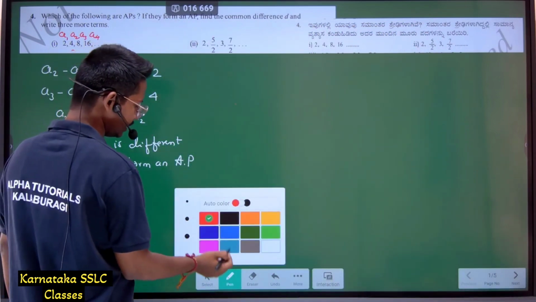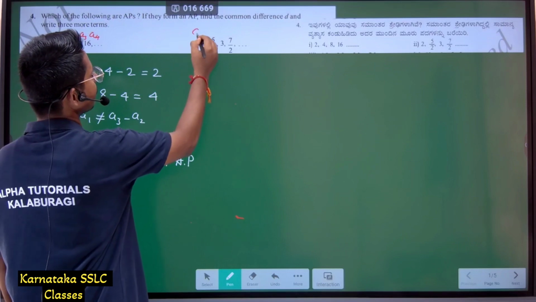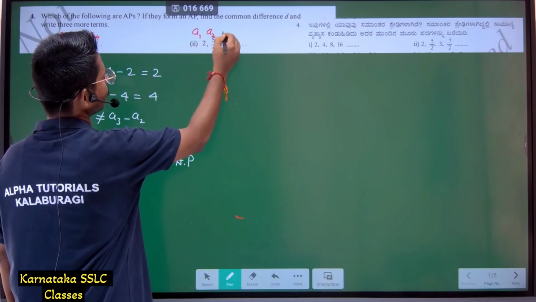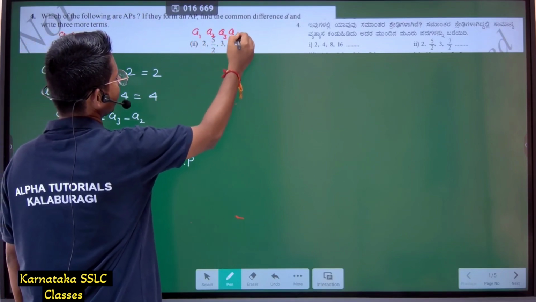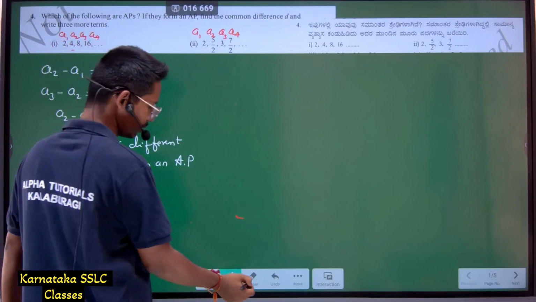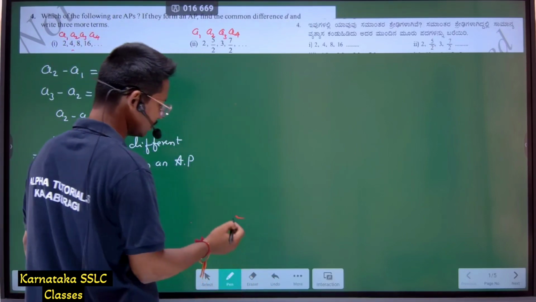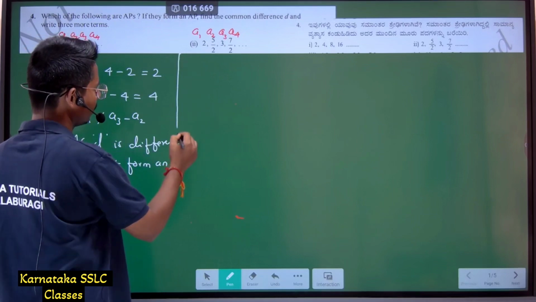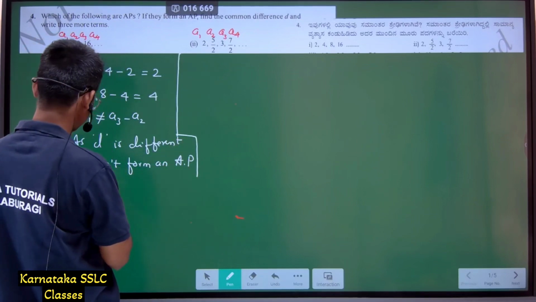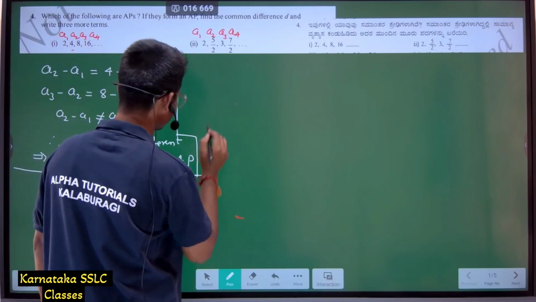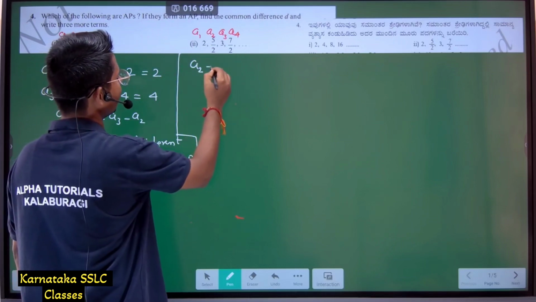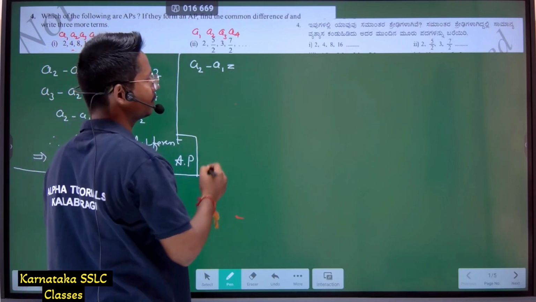So again I will write the terms. First term A1, A2, A3, A4. Okay, four terms are there. Fine, I'll find the difference. Tell me how to find the difference. Same story. I'll find A2 minus A1. I'll take the difference between the first two terms.